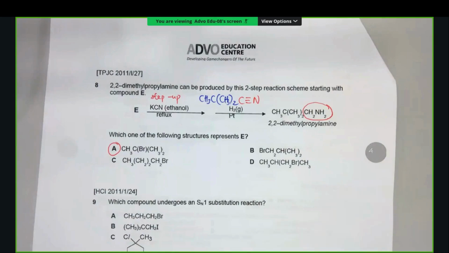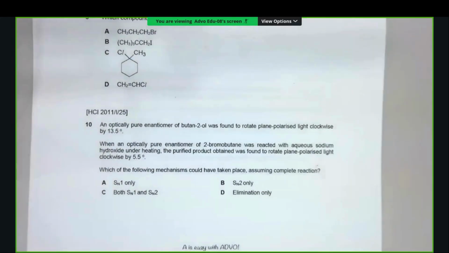Okay, let's move on to question 10. An optically pure enantiomer of 2-bromobutane was found to rotate plane polarized light clockwise by 13.5 degrees, right? Optically pure enantiomers of 2-bromobutane was reacted with aqueous sodium hydroxide. That is substituting it to become your alcohol, right? The purified product was found to rotate plane polarized light clockwise by only 5.5 rather than the expected 13.5 degrees. So the mechanism should have taken place assuming complete reactions.